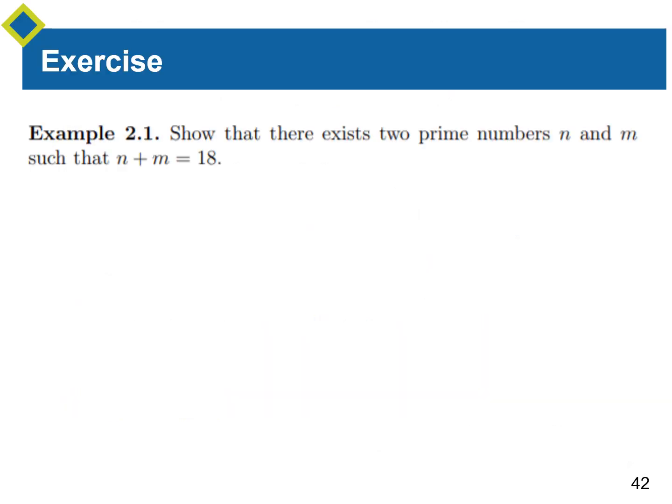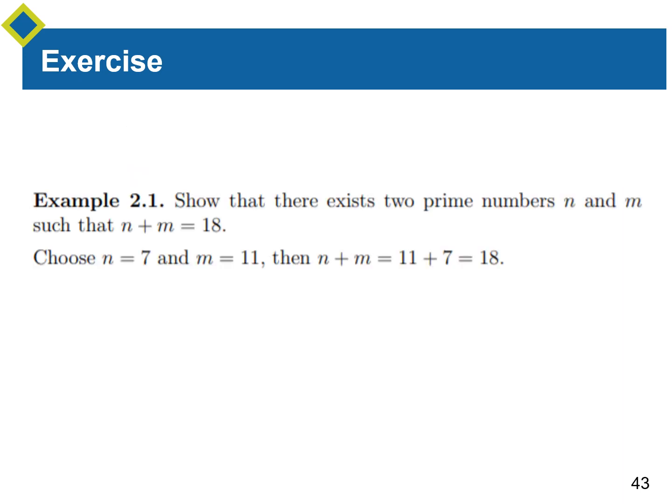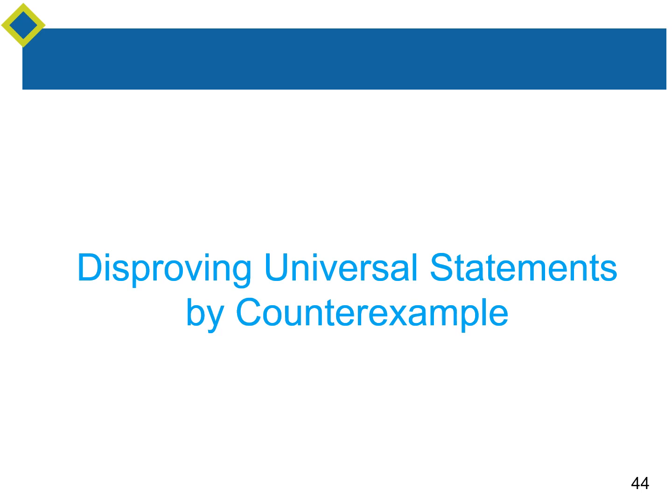Okay. Example here, show that there exist two prime numbers n and m such that n plus m equals 18. Okay, we can replace the n number.